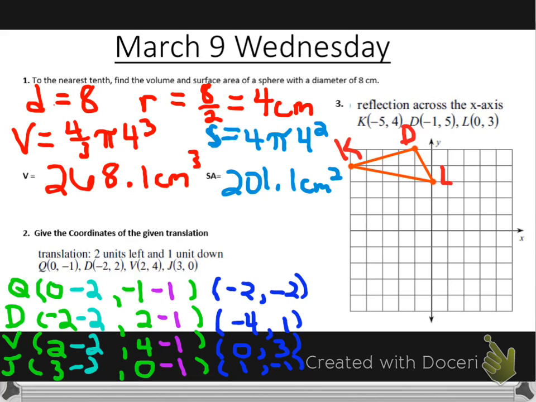Now remember that our x-axis is going to be this line right here. So we're going to be reflecting across this axis. All you got to do is look. My L is 3 units up, so now I'm going to take my L and go 3 units down from the x-axis. My D's 5 units up. On the same line, take it down 5 units. And my K is 4 units up, go 4 units down. Go ahead and connect these dots. And this is going to be that shape after you have reflected it over the x-axis.